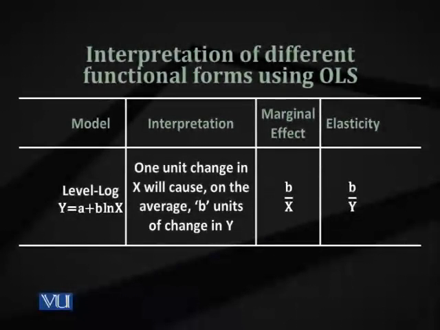The third model is the level-log or linear-log form, where we have taken the value of x in logs, the natural log of x. So we interpret it as: a 1% change in x is expected to change y by b divided by 100 units. b over x is the marginal effect and b over y is the elasticity.